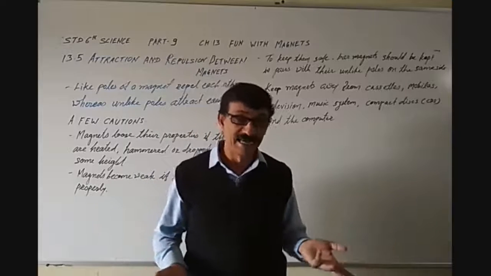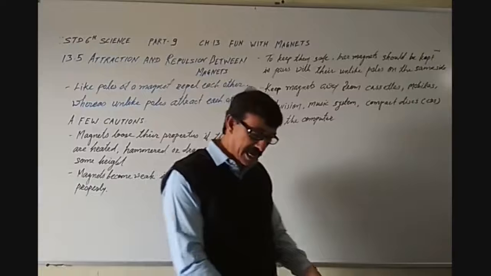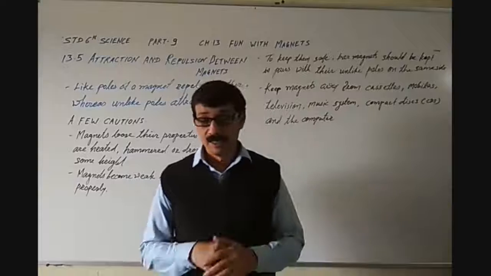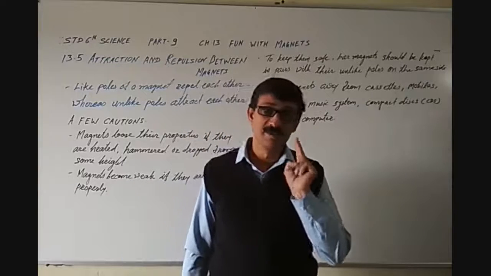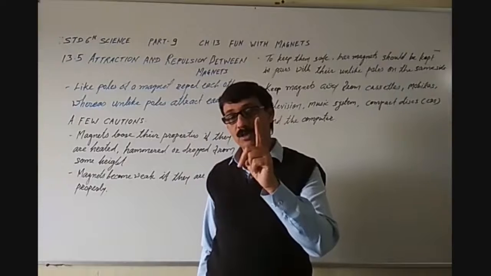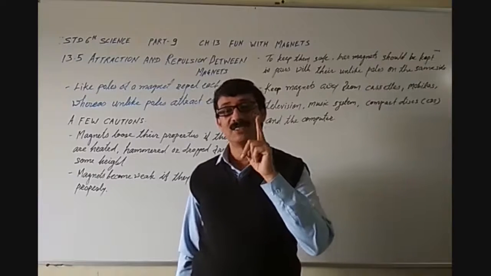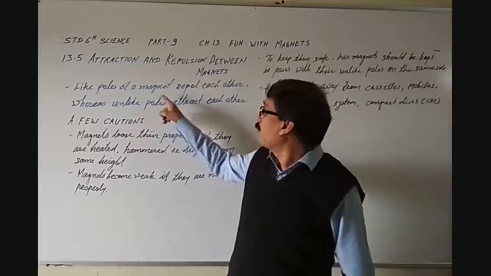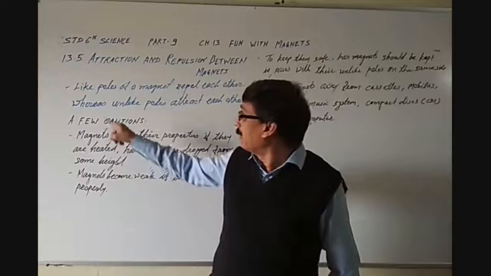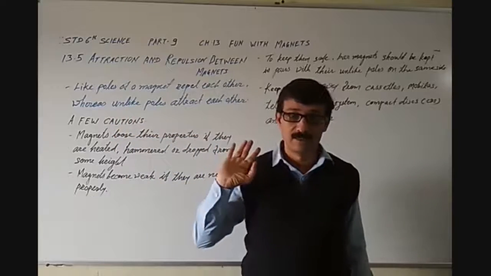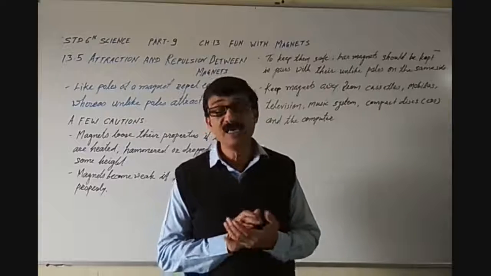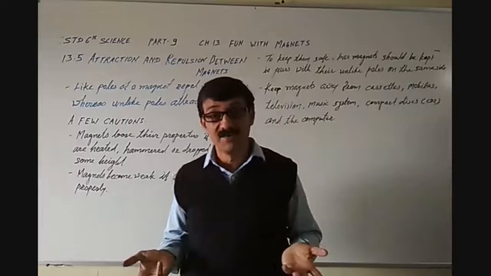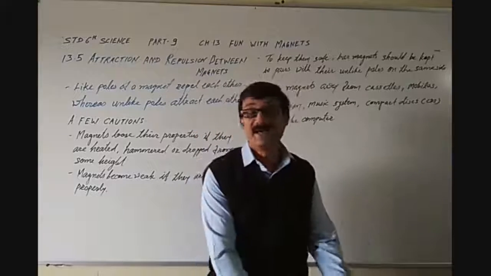Okay, so this is the end of this chapter. We come to know two properties of the magnet. One of the properties is what? Magnets always take rest in north-south direction. And the other property is what? Like poles of the magnet repel each other and unlike poles attract each other. So these are the two properties of the magnets, and we discussed the activities also in this chapter. With this we are ending this chapter.